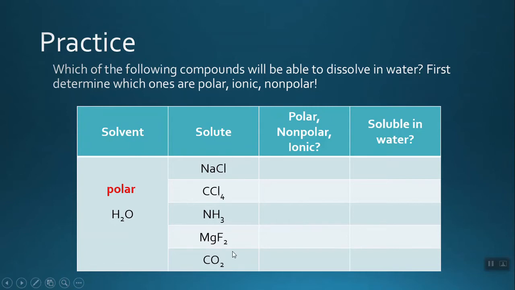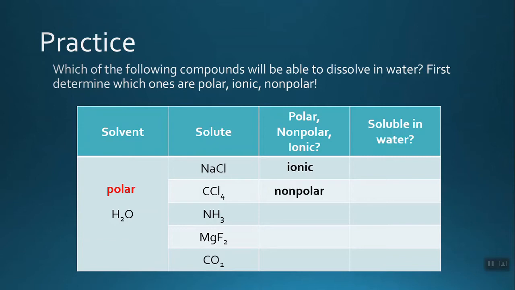So now let's take a look at our solutes. First one is sodium chloride. Well, I hope you're not drawing this as a Lewis dot structure, because we first recognize that sodium is a metal and chlorine is a nonmetal, so that tells us that this is ionic. What about CCl4, carbon tetrachloride? Well, this is not a metal, so we know that it's covalent. So you would draw out the Lewis dot structure. And assuming that you're pausing the video and drawing it out right now, you would find that carbon tetrachloride is nonpolar.